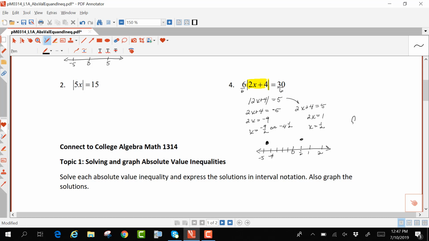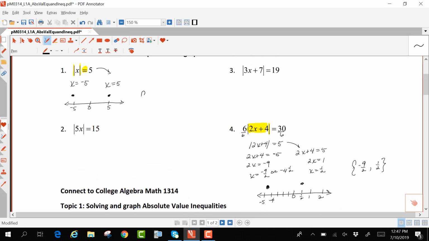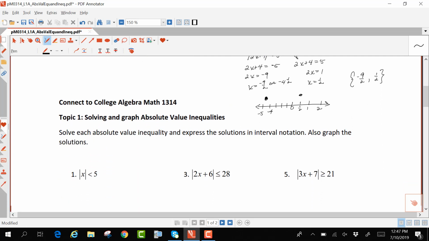And sometimes, not always, we'll write our solutions in what is referred to as set notation. So you have that open bracket, and then you just list your solutions in this set notation. So backing up to number 1, I could have written this as negative 5, 5. Now, not always are you required to put it in set notation, but just in case, there it is.